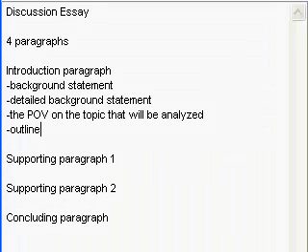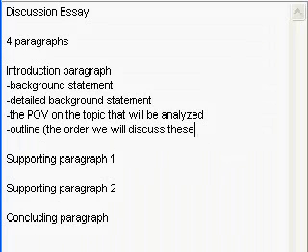Now the last sentence is simply an outline sentence, which is basically telling us the order we will discuss these points of view in. So you could even just say these points of view will be discussed in this order, which means that whatever order you said them in the third sentence, that will be the order that they will appear in the supporting paragraphs.